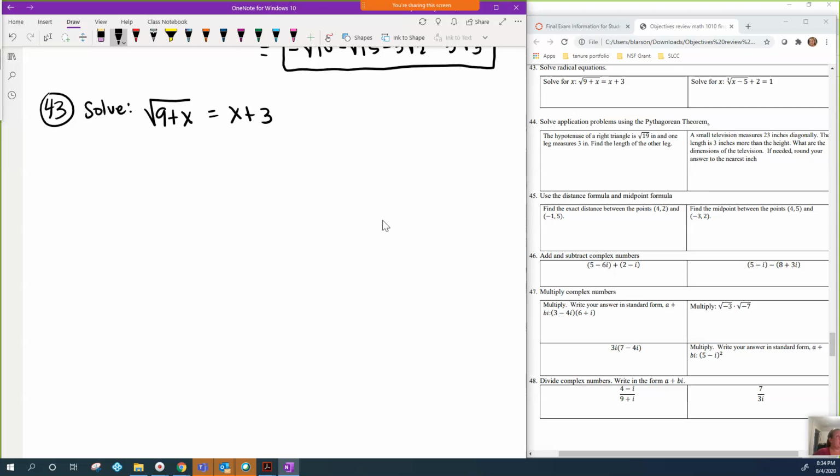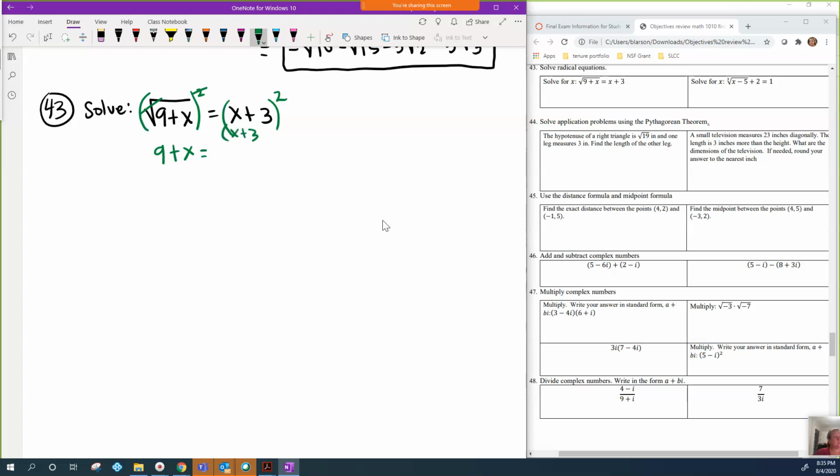To solve something that has a square root in it, we want to figure out how we can get rid of that square root. So we're thinking, how do I undo square rooting something? And that would be squaring it. And if I square one side, I need to square the other side as well. So square root and the square undo each other, and so I'm just left with 9 plus x on the left-hand side. But on the right-hand side, I need to FOIL these together.